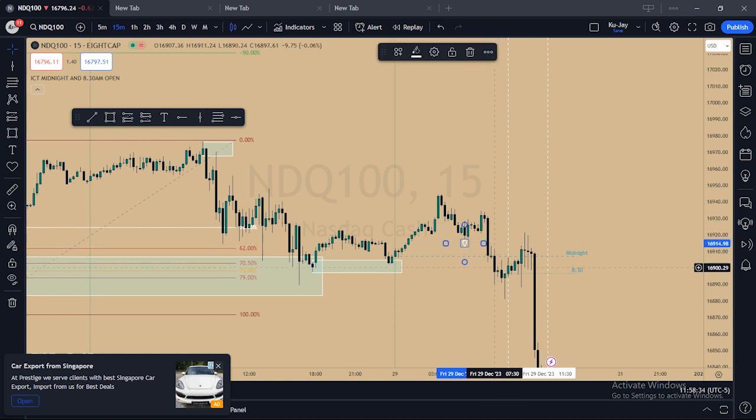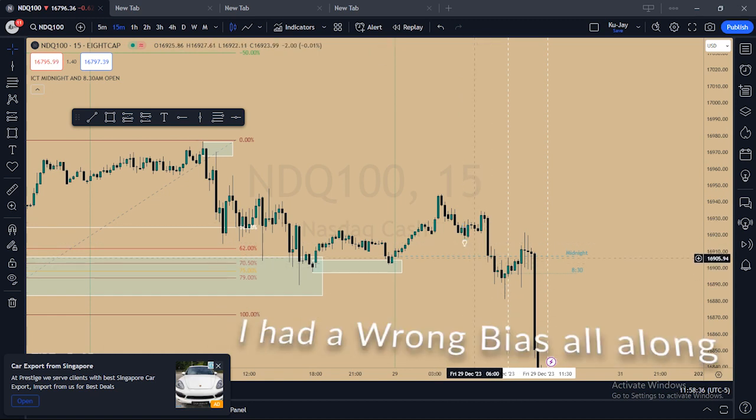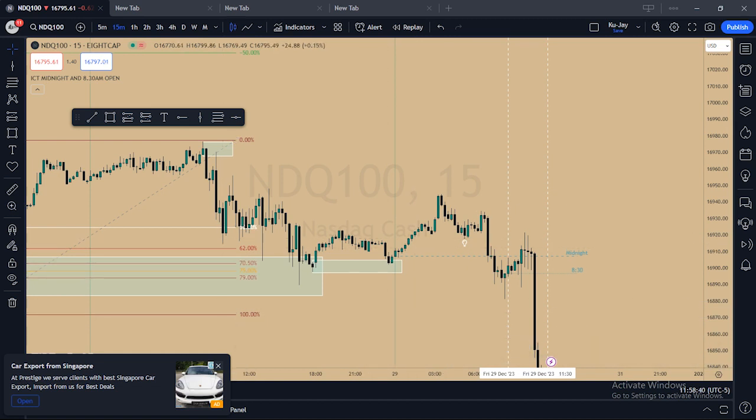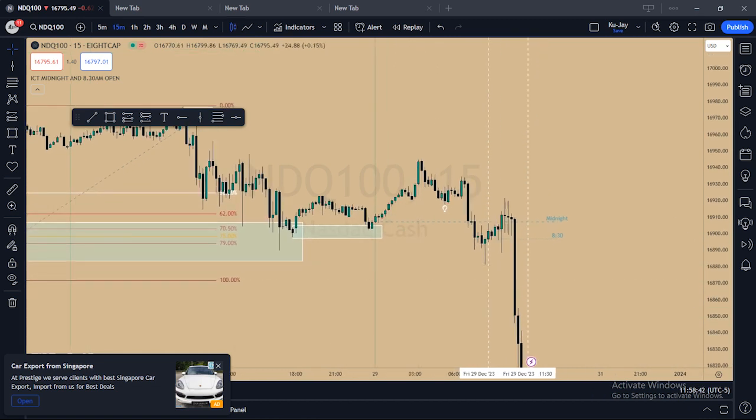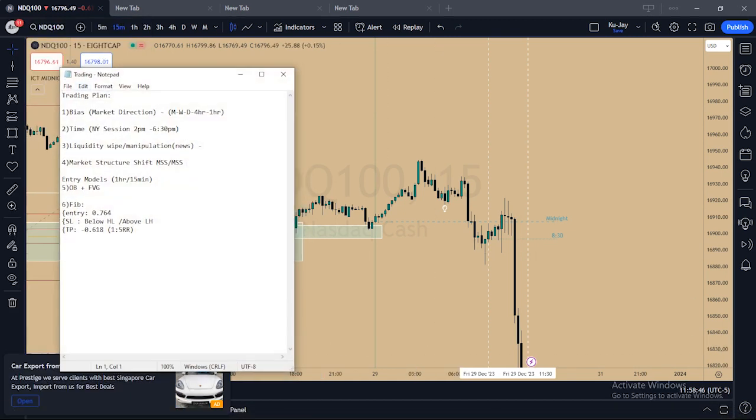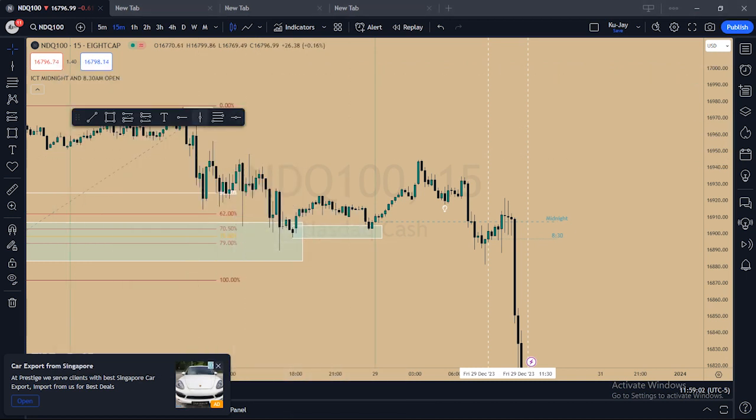After seeing this, I noticed, you know what, that's when I went to our trading plan. According to our trading plan, the first thing we have to know is the bias, ne? This was showing bearishness. Then the time, ne, it was towards the New York session. The next thing is we wait for a liquidity swipe. Here there was a liquidity swipe already.